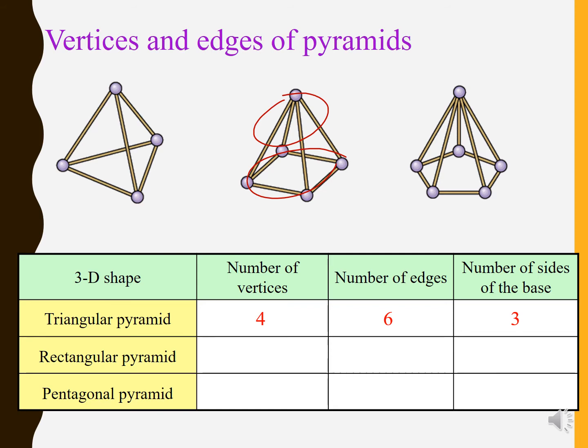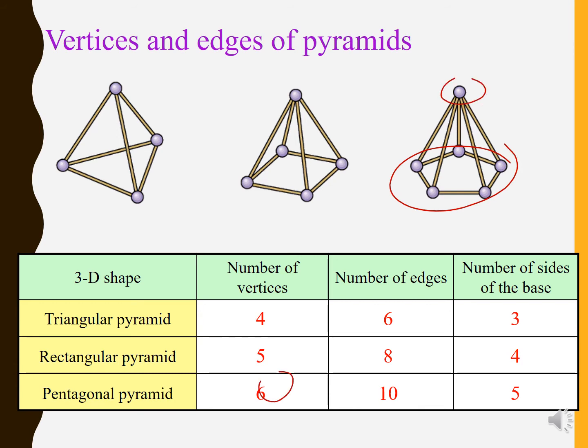And the last one, the pentagonal pyramid. For the pentagonal pyramid, the number of vertices, we have 5 here, plus 1, so it is 6. Number of edges, we have 5 at the bottom and 5 going up to the top, so totally 10. And the number of sides of the base, as it is a pentagon, is 5.